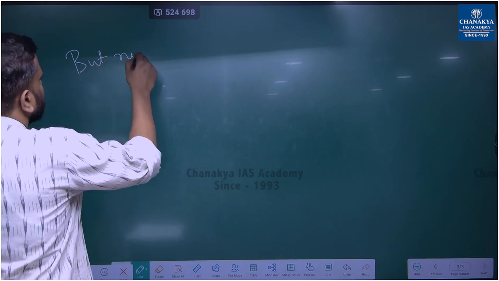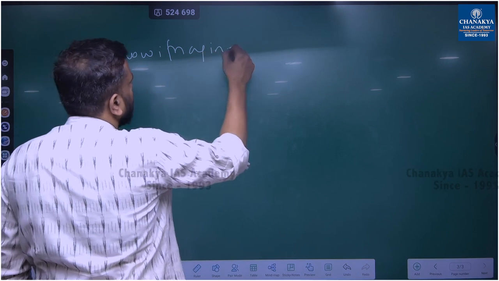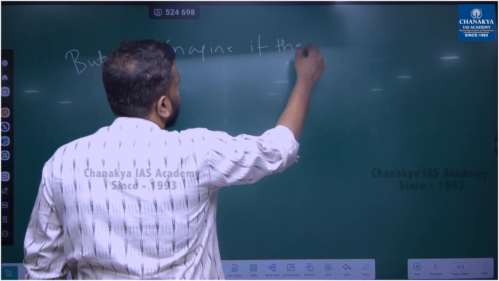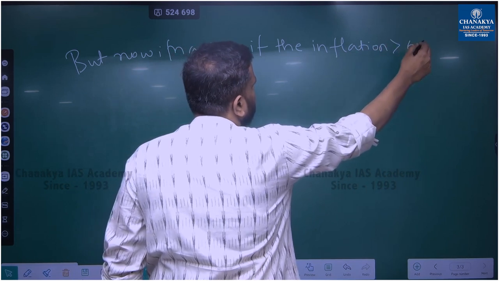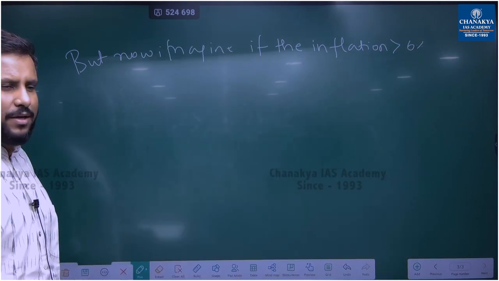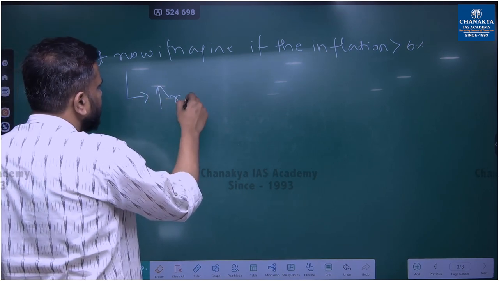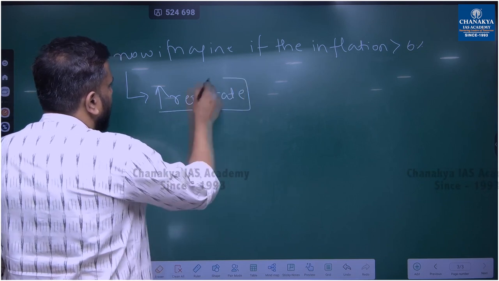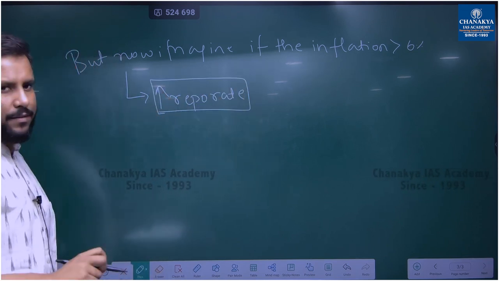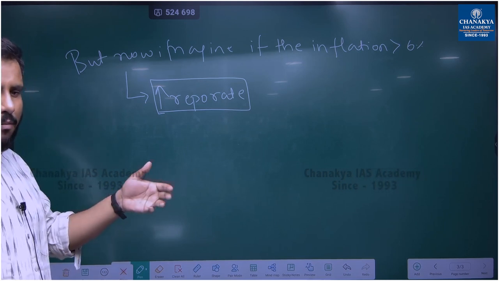But now imagine if the inflation is greater than 6%, so in that case, the RBI will increase its repo rate. Right? So this is the first, you know, repo rate operations.